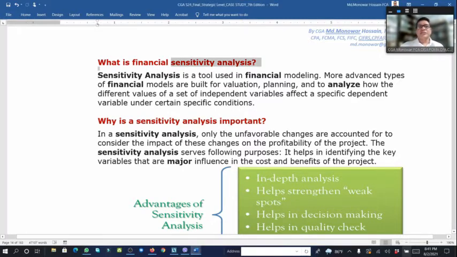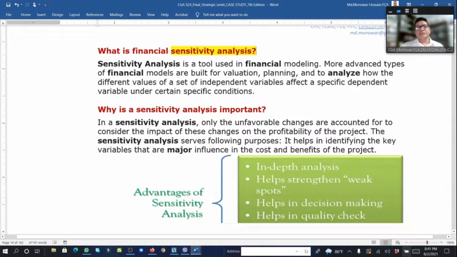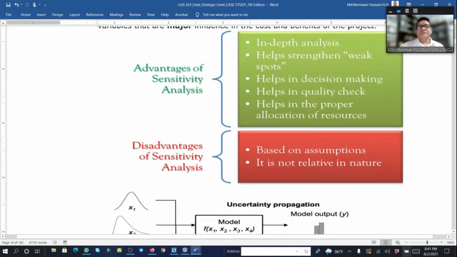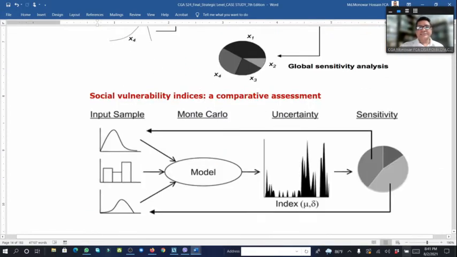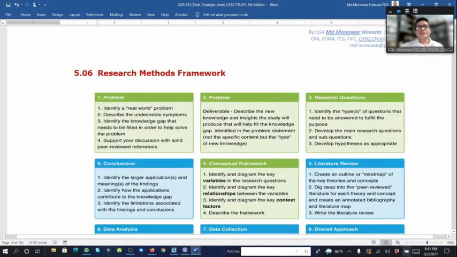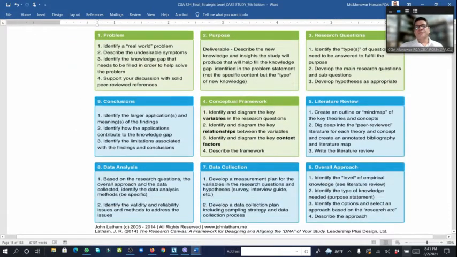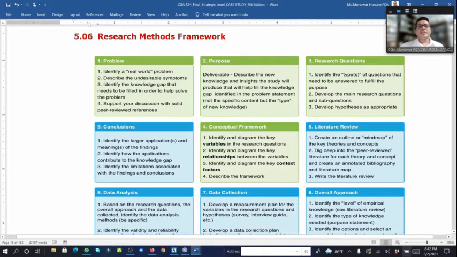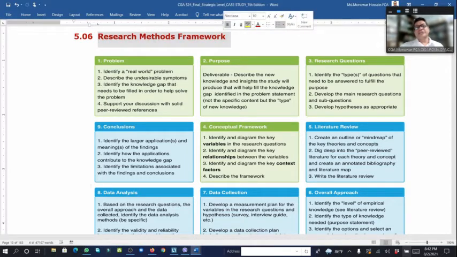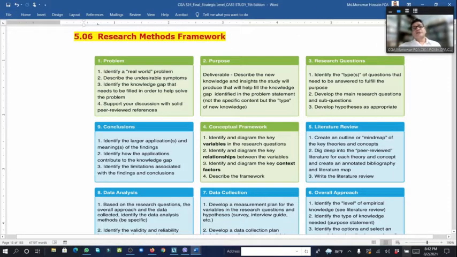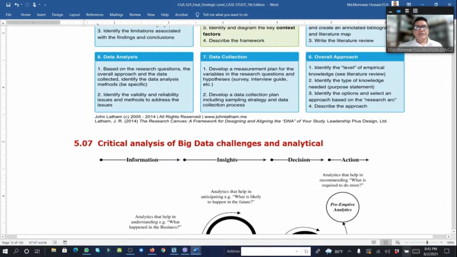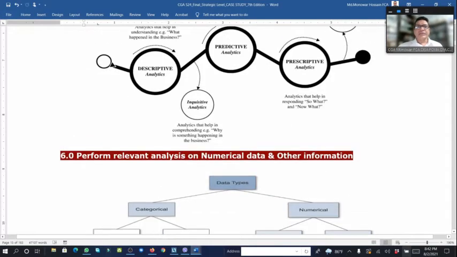If we get time, we'll work on it. We'll do the math also. Sensitivity analysis is very important. We also have the research method framework, the framework researchers use for a case study. So first we have to identify the problem, then identify whose purpose it serves, and conclude with a good result. So this is the big data analysis.